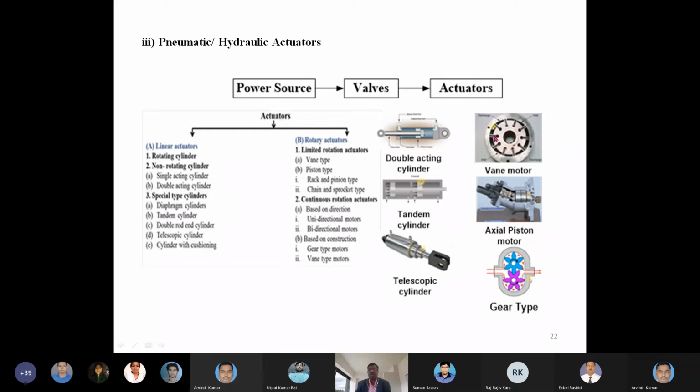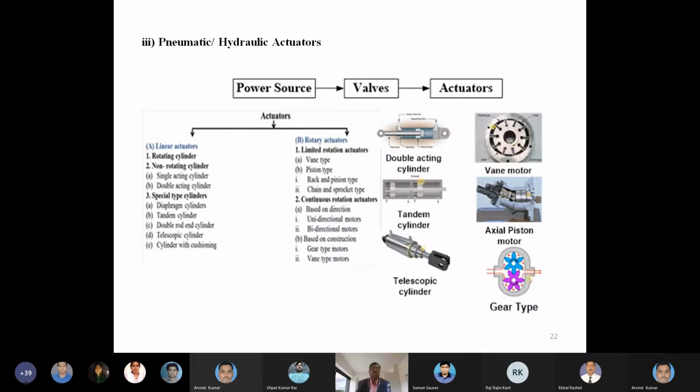Similarly, we have a rotary actuator system. Three rotary actuator systems are very common: the gear type, the axial piston motor, and the vane motor. The vane motor may be either a balanced type or an unbalanced type. It takes pressurized hydraulic fluid into the system and causes a rotational motion, and this rotational motion becomes the output from the motor, which is coupled to the other appropriate unit in order to rotate the component.